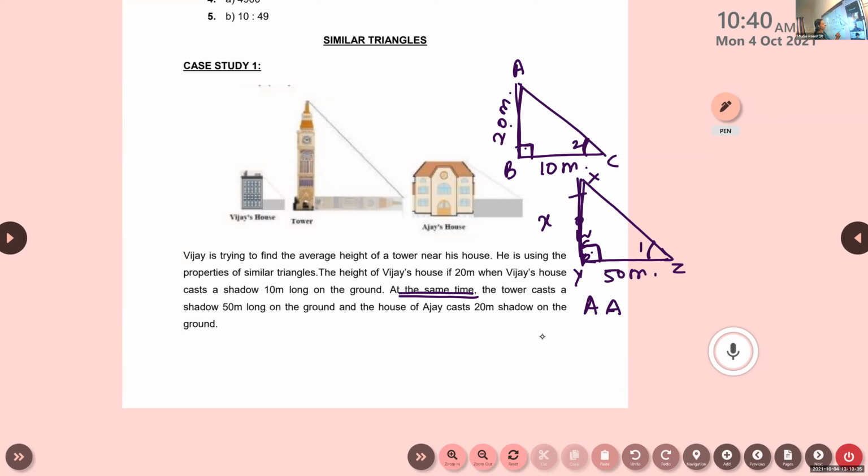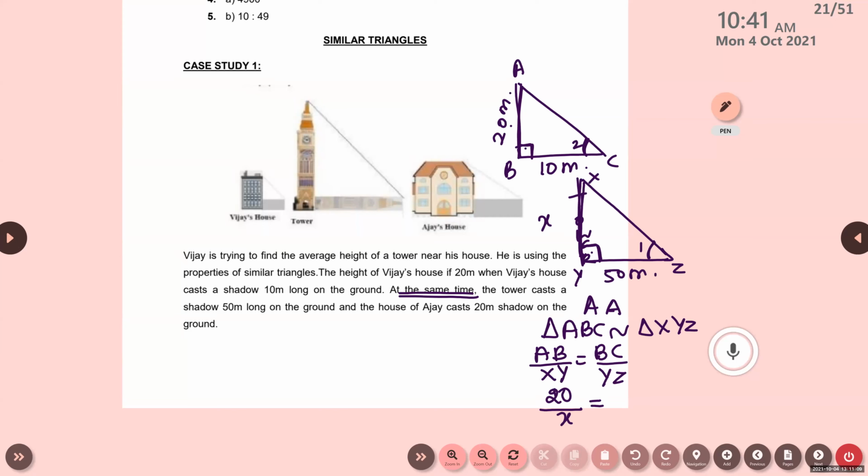So by AA criteria, we can say triangle ABC will be similar to triangle XYZ. Therefore, corresponding sides are proportional. Therefore, we get AB by XY is equal to BC by YZ. So, what is the measure of AB? 20 by XY. We don't know X. BC is 10 by 50. Simplify this and find the answer.